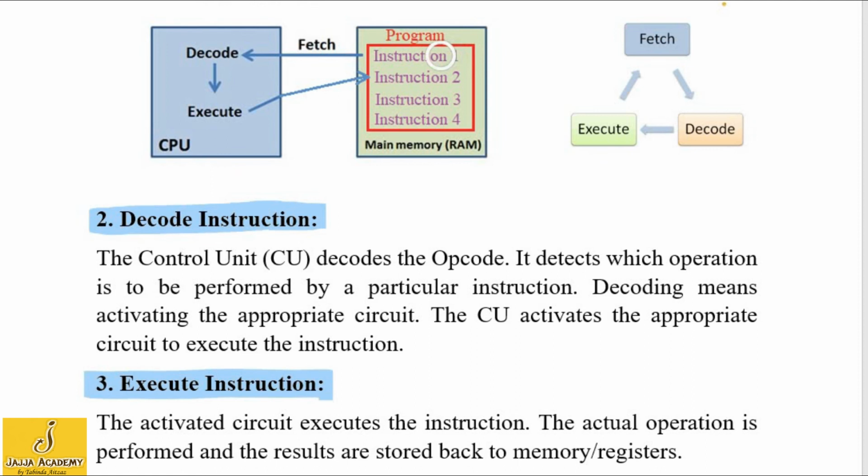First of all, the instruction is fetched, and after fetching it is decoded, and after decoding it is executed by the CPU. And after execution of the first instruction, the whole cycle is repeated for instruction 2 and then for instruction 3 and so on until the complete program is executed. As all these three steps are repeated for every instruction, that is why they are called the fetch, decode, execute cycle.